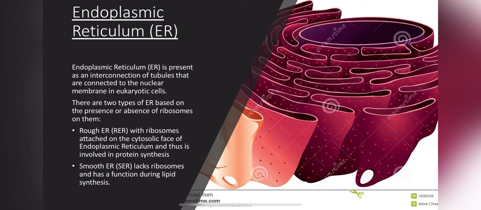Next one is endoplasmic reticulum. Endoplasmic reticulum is present as an interconnection of tubules that are connected to the nuclear membrane in eukaryotic cells. There are two types of ER based on the presence or absence of ribosomes on them. Rough ER has ribosomes attached on the cytosolic face of the endoplasmic reticulum and thus is involved in protein synthesis. Smooth ER lacks ribosomes and has a function in lipid synthesis.